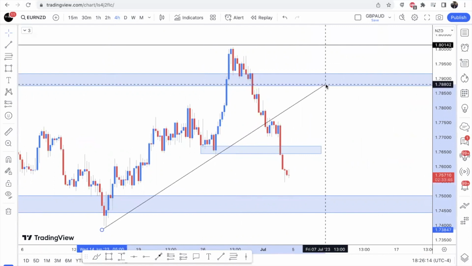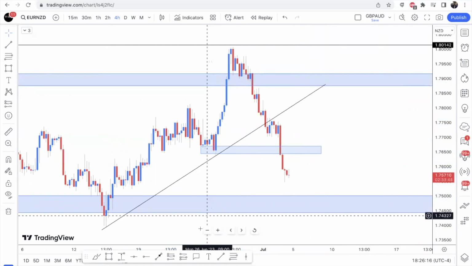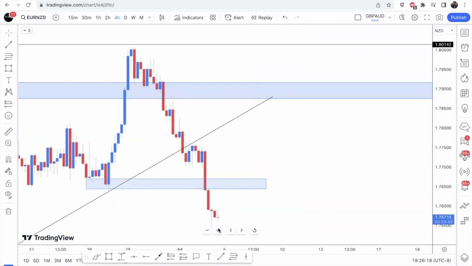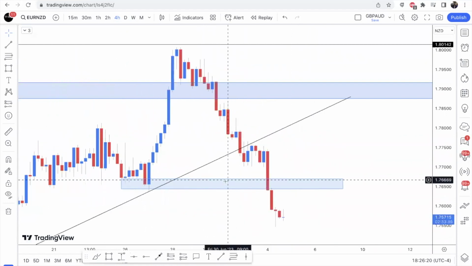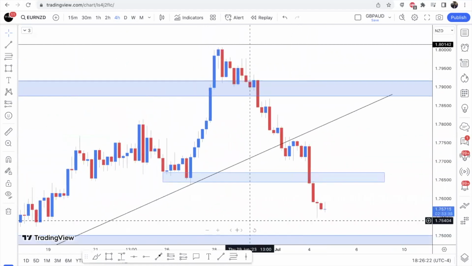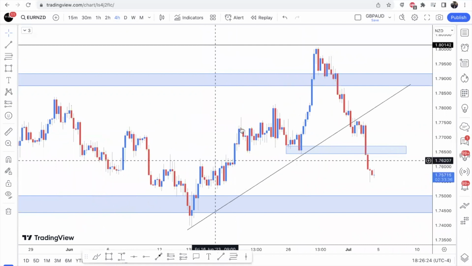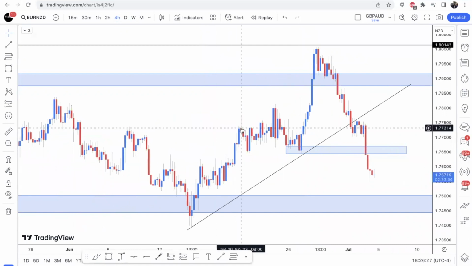All right, wick to wick, I draw it wick to wick. So you can see the next opportunity. Well, actually, no, not that one. I'm gonna come back to that one. You have multiple, this is the beauty of the strategy. You'll have multiple opportunities. The next opportunity was here.